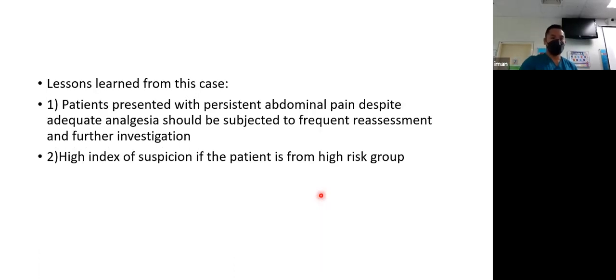So the take home lesson from this case: a patient presenting with persistent abdominal pain despite adequate analgesia should be subjected to frequent reassessment and further investigation. And a high index of suspicion if the patient is from a high risk group. So the patient is 75 years old, extreme of age, so we have to be more diligent.